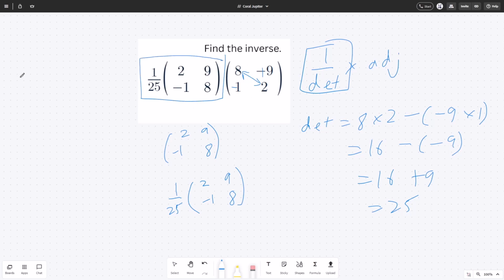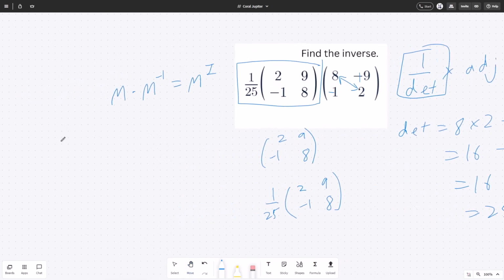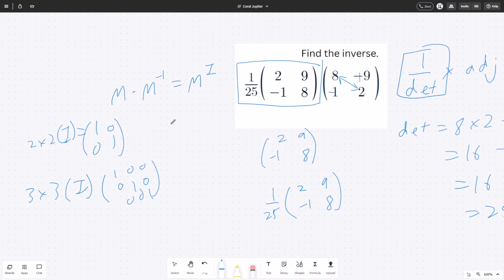That's the inverse. Now, to prove that we have the inverse of the original matrix, we also know that if we multiply the original matrix by the inverse matrix, we have the identity matrix. Now, for a 2 by 2 matrix, the identity matrix is 1, 0, 0, 1. And in a 3 by 3 matrix, the identity matrix is 1, 0, 0, 0, 1, 0, 0, 0, 1. So that is the identity matrix in a 3 by 3 matrix.